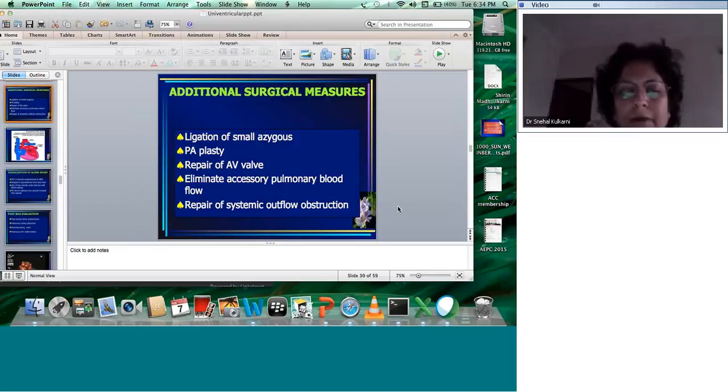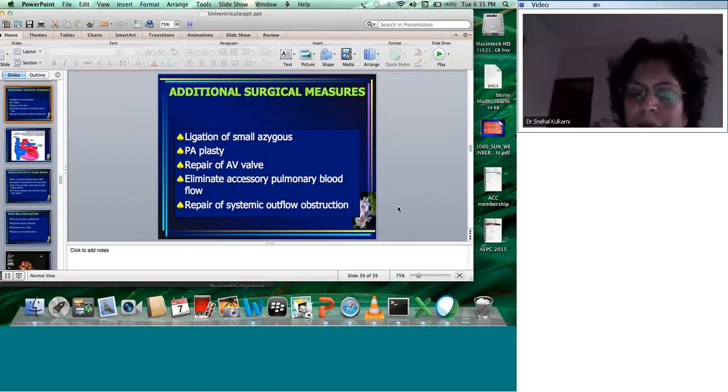So in addition to doing a bidirectional Glenn, there will be other procedures which may be required. The surgeons will have to ligate a small azygos. If the pulmonary arteries are distorted, they will have to do pulmonary arterioplasty. If there is significant AV valve regurgitation, repair of the AV valve is a must. We have to eliminate accessory blood flow, coil embolizing these collaterals, and if we have an obstructive bulboventricular foramen, it has to be enlarged before doing the Glenn operation.